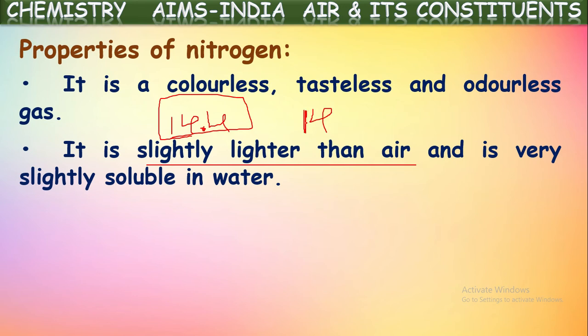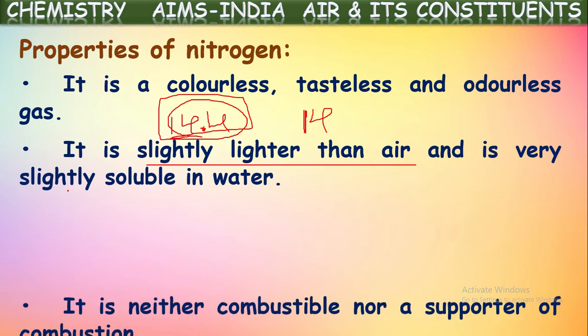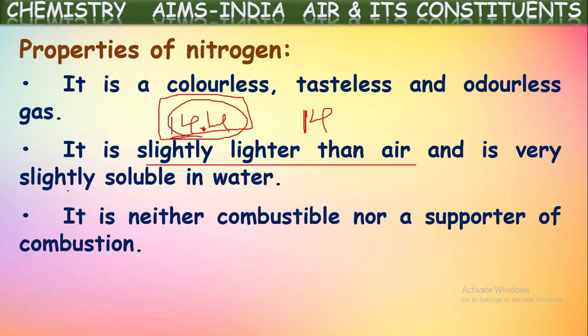So molecular mass divided by 2 gives its vapor density. Here the vapor density of nitrogen is 14, whereas the vapor density of atmospheric air is 14.4. If we compare these two values, nitrogen is just slightly lighter than air, and it is almost insoluble in water, or we can say slightly soluble in water. It is neither combustible nor a supporter of combustion.